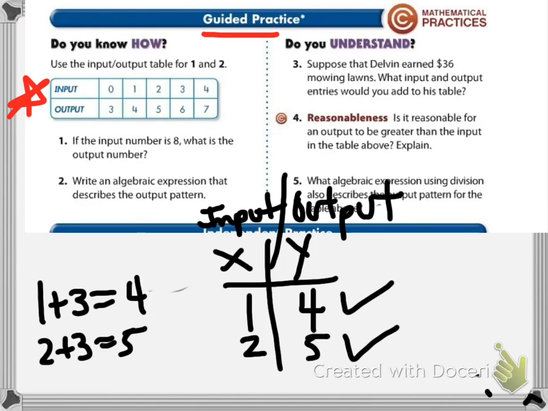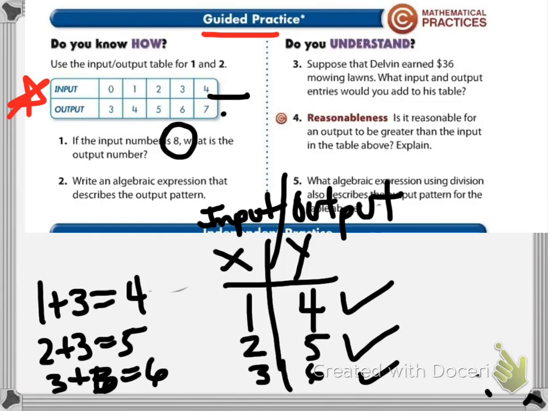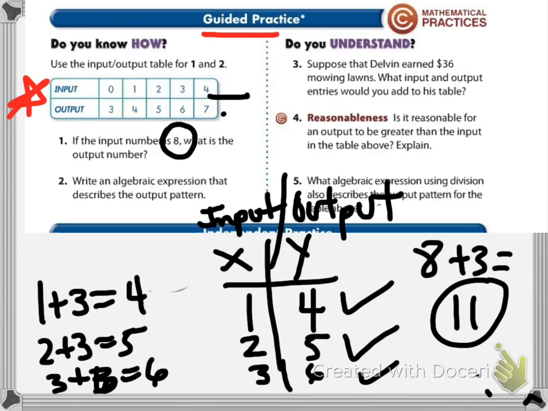Yes. Okay, so what about 3 plus 3? Does that equal 6? Yes. Okay. And 4, I won't write it down, but 4 plus 3, yes, it gives you 7. So now, they're saying if the input's 8, what are we going to do to that 8? We're going to add 3. So, to answer number 1, if the input number is 8, what is the output going to be? 8 plus 3 will give us 11. So your output is 11.